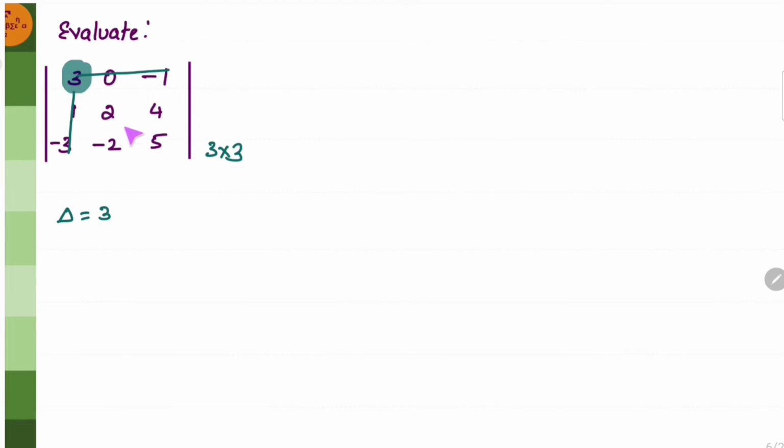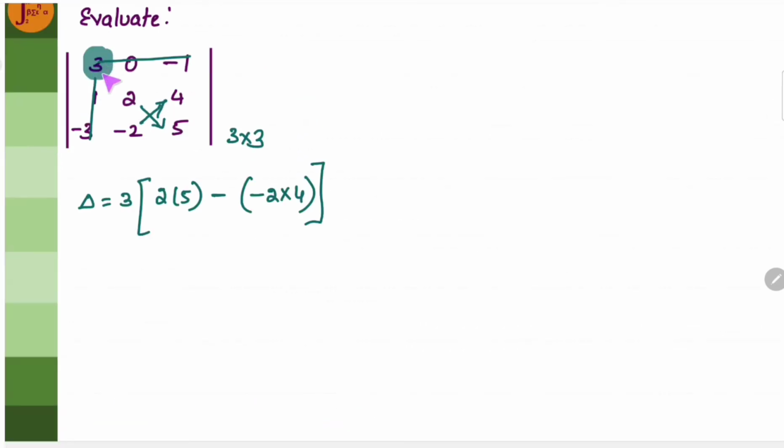Right? So cross multiply this: 2 into 5, minus. Always remember to put a minus. Then cross multiply this way: minus 2 into 4. Minus 2 into 4. So we have finished with the first element. Let's go to the second element now.